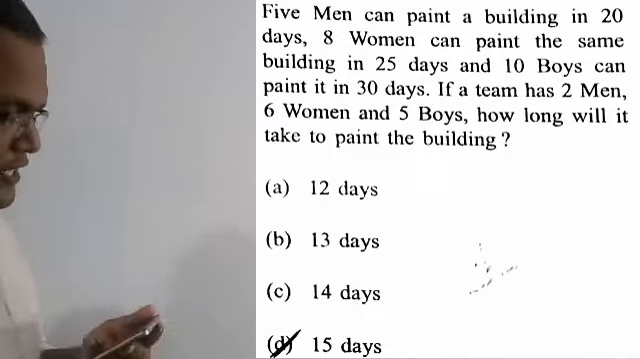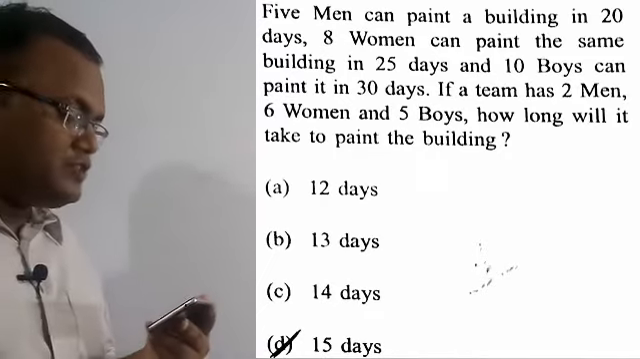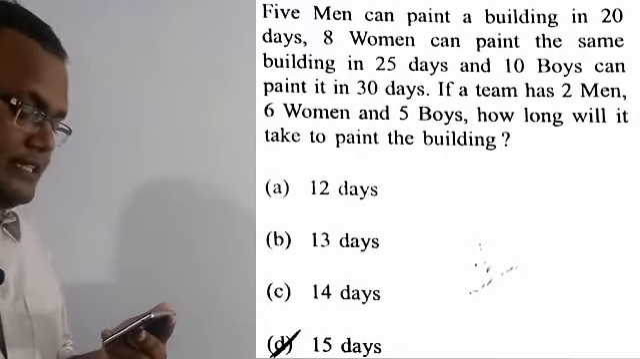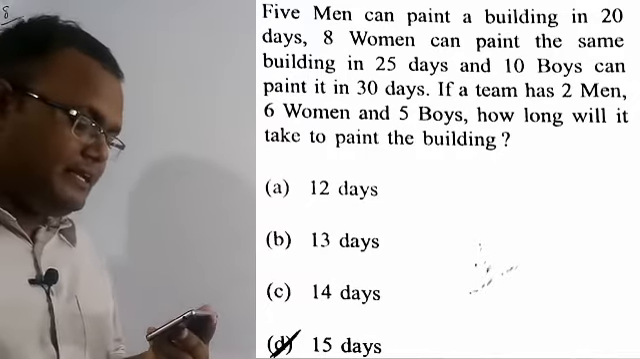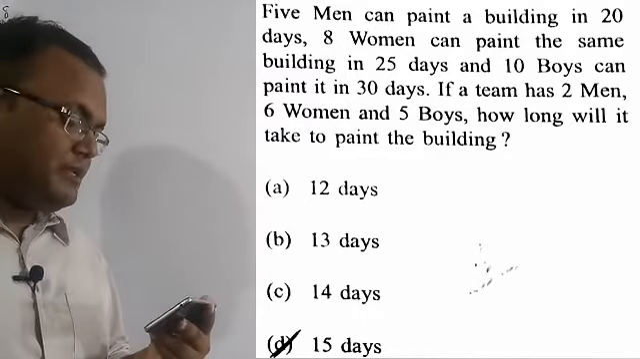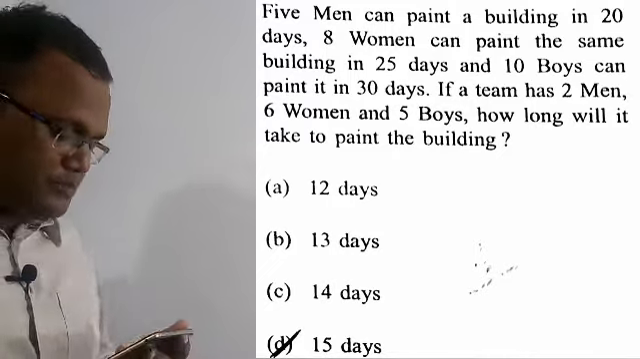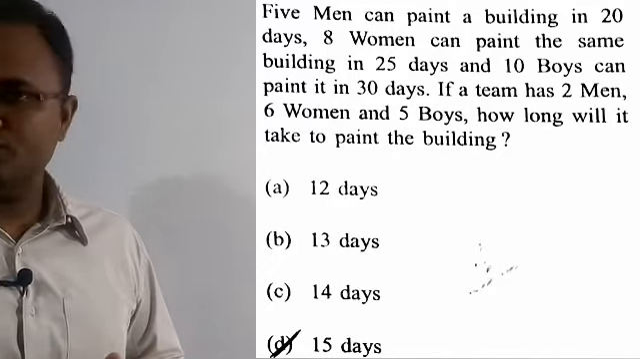In the question they also gave that 5 men can paint the building in 20 days, 8 women can paint the same building in 25 days and 10 boys can paint the same building in 30 days. So if there is a team of 2 men, 6 women and 5 boys, then how long can they take to paint this building? So what are the four options? Option D, 15 days is the correct solution of this question.